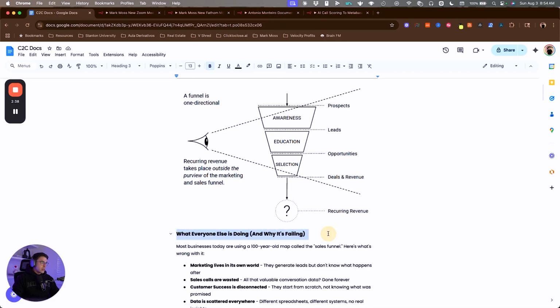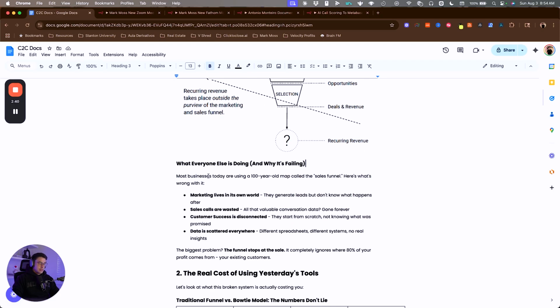So that's what everyone else is doing, and why at this day and age it's not working as well as it used to, because most businesses today are using a 100-year-old map called the sales funnel. And here's what's wrong with it. The marketing lives in its own world. They generate leads, but don't know what happens after, right?